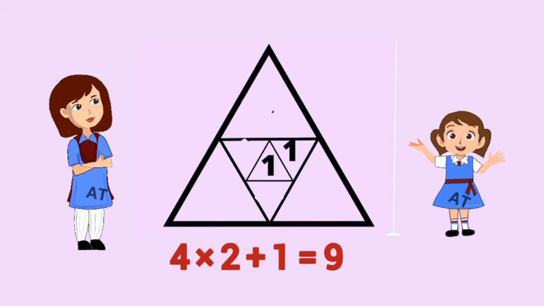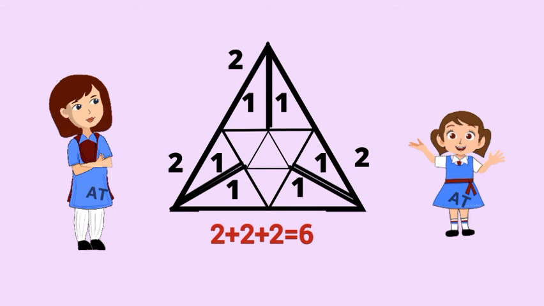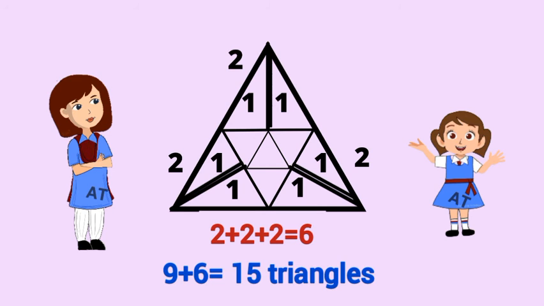We have made this figure a bit more challenging. We had 9 triangles earlier, but now each darkened line represents 2 more new triangles. So there are 3 darkened lines, therefore 2 plus 2 plus 2 equals 6 triangles. Thus 9 plus 6 equals 15 triangles in total.